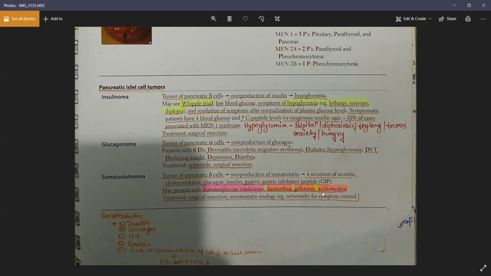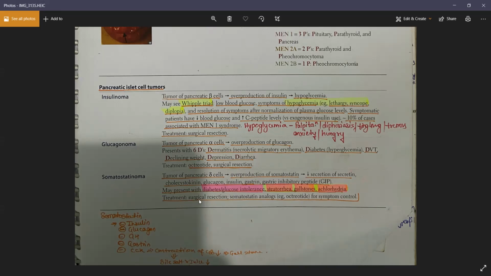You will also get the achlorhydria, which means you will have no HCl, because you know whenever the somatostatin is there, it will suppress the HCl production in the stomach, right? So achlorhydria, gallstones, steatorrhea, and the glucose intolerance. It would be the symptoms of your somatostatinoma. It is a tumor of delta cells. Okay, it will form, and it will be the overproduction of the somatostatins.